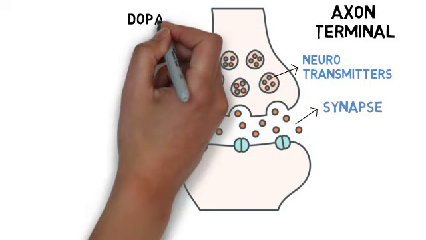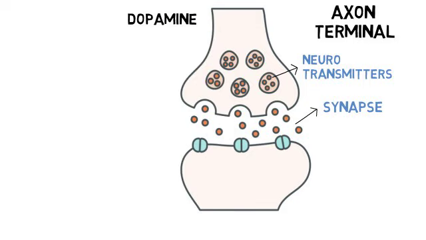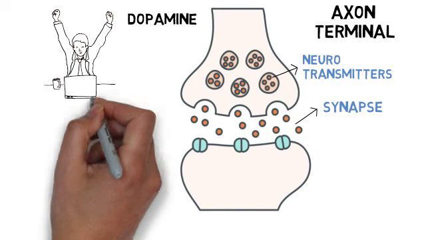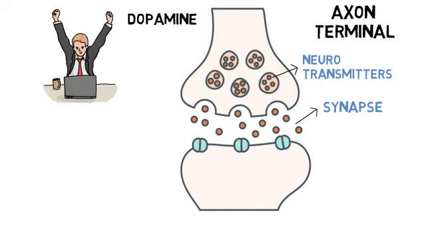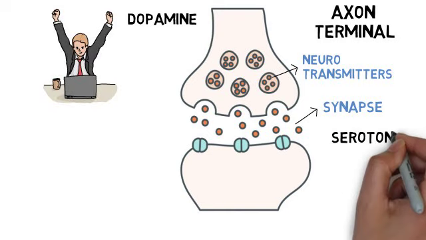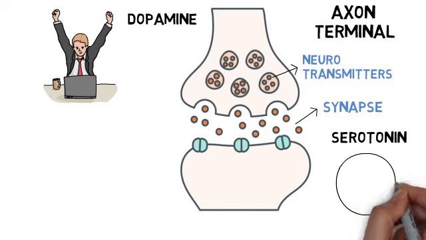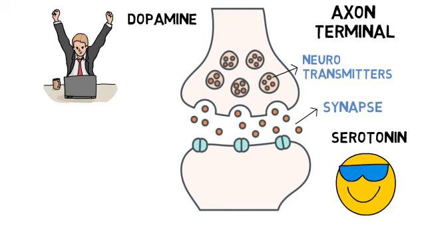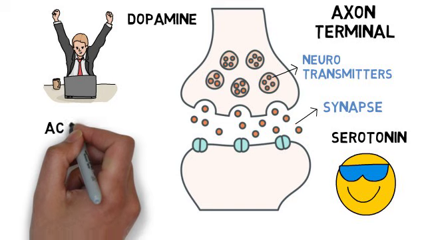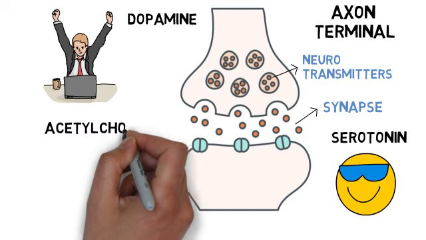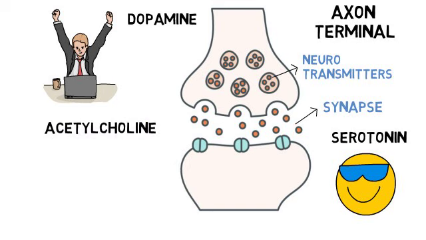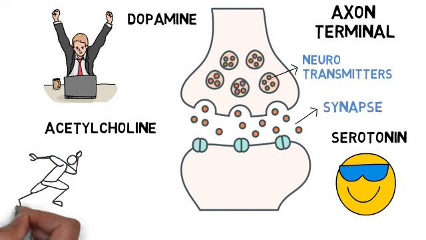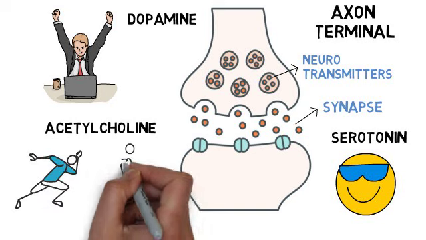For example, you have dopamine, which is involved in reward and motivation. It helps you feel pleasure and satisfaction. There's serotonin, which affects your mood and emotion. It's often called the feel-good neurotransmitter. There's also acetylcholine, which plays a key role in muscle movement. It's really important for muscle contractions and also plays a big role in memory and learning.